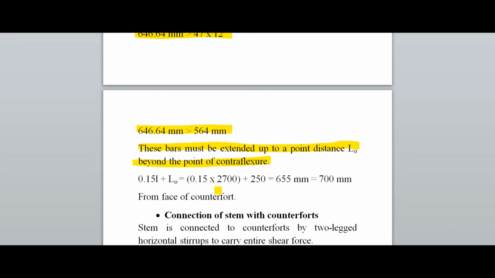So we provide 700 mm length for the face of counterfort. We provide an extra bar at the counterfort. Okay, for the development length 700 mm.